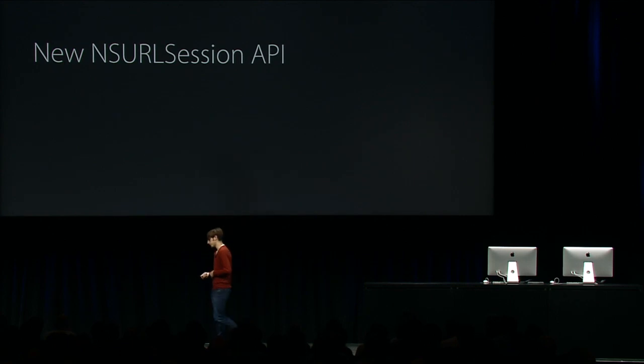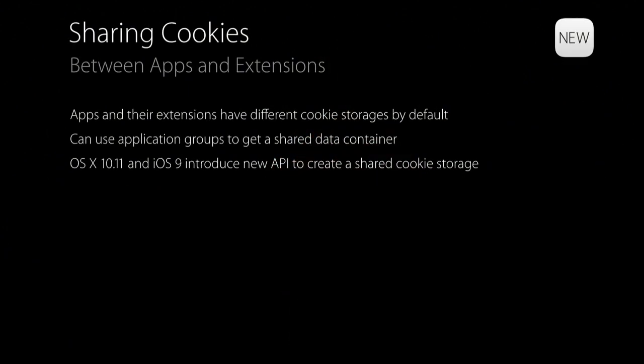So next, I'd like to switch gears and talk about some new additions that we've added to the NSURLSession family of APIs this year. The first thing I'd like to talk about deals with cookies. Last year at WWDC, we introduced a great new feature called App Extensions, which lets you embed parts of your app's functionality in other places on the system, like Notification Center.